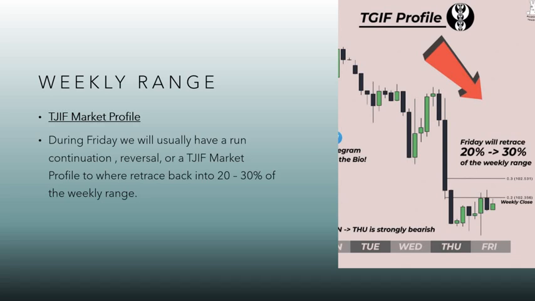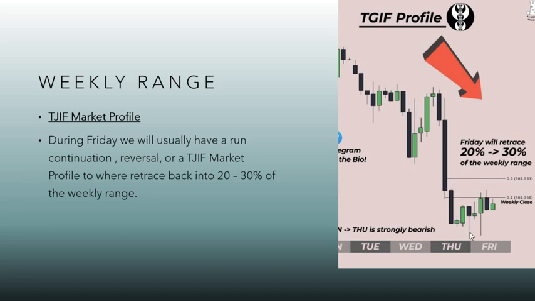Okay, so what I mean by 20 to 30% of the weekly range is if we take a look at this model here, if this is Thursday, Monday through Thursday, right? This whole range right here, Monday through Thursday. If this is Monday, this is Thursday. If we take this being our range here, 20 to 30% of the range will be here.